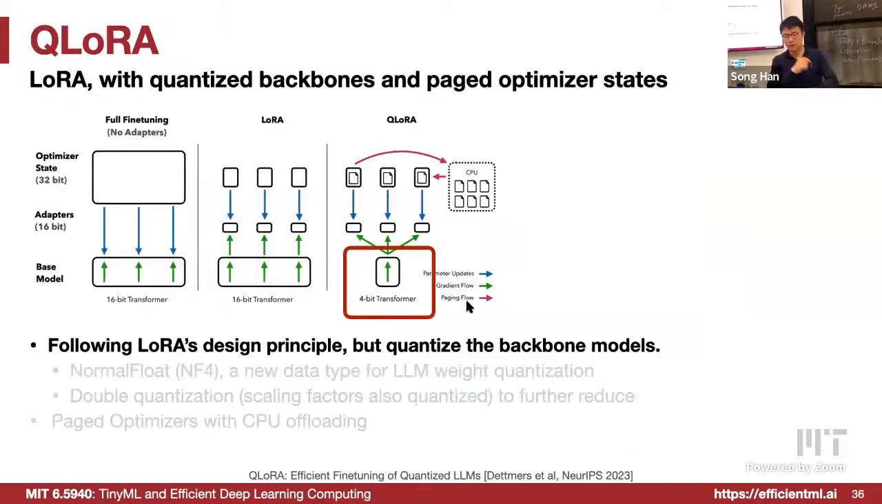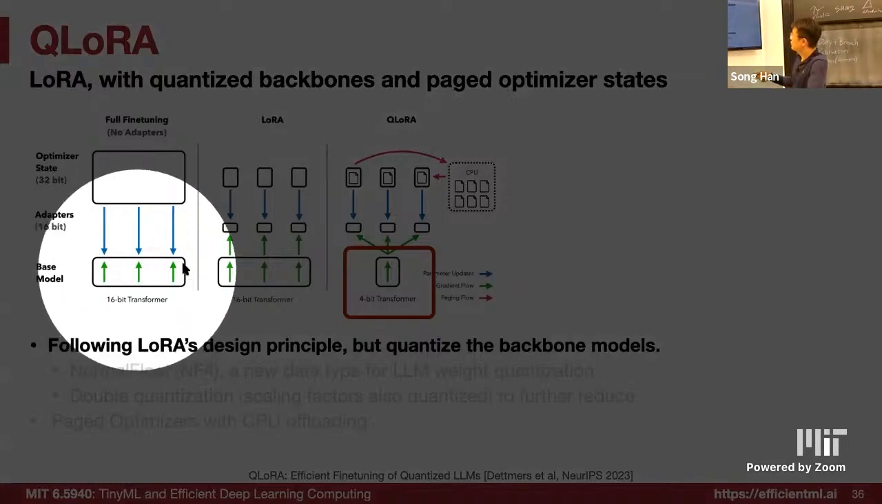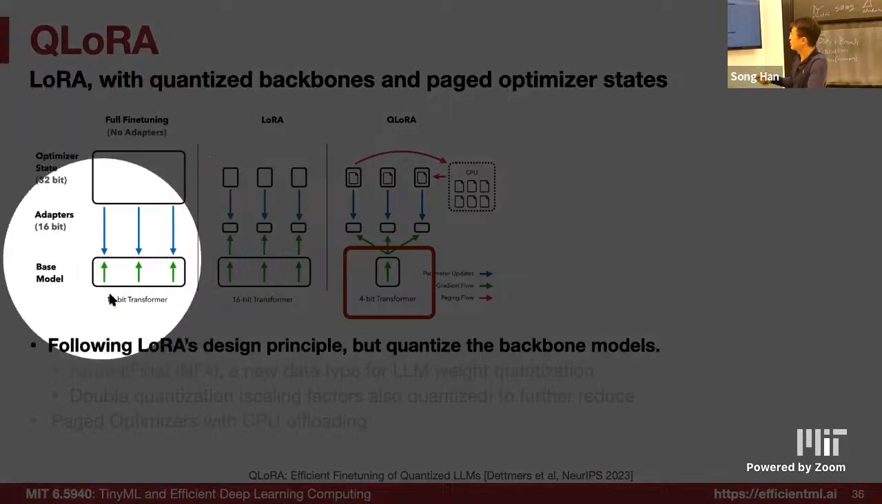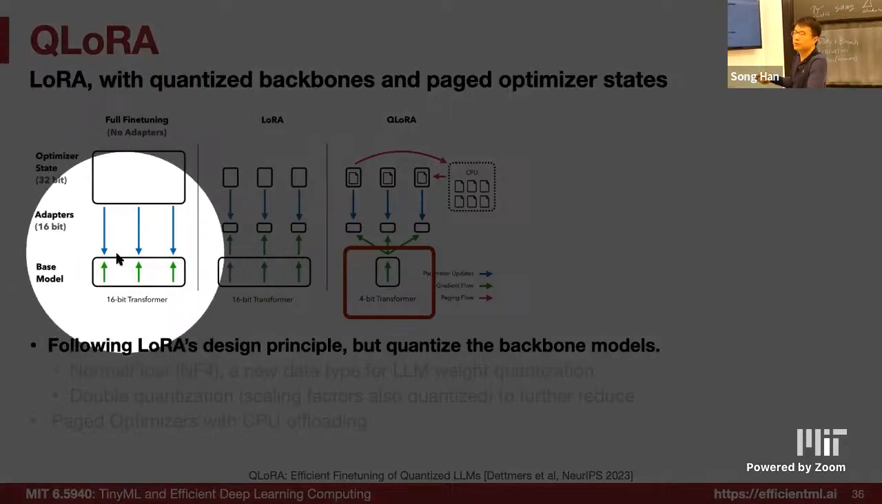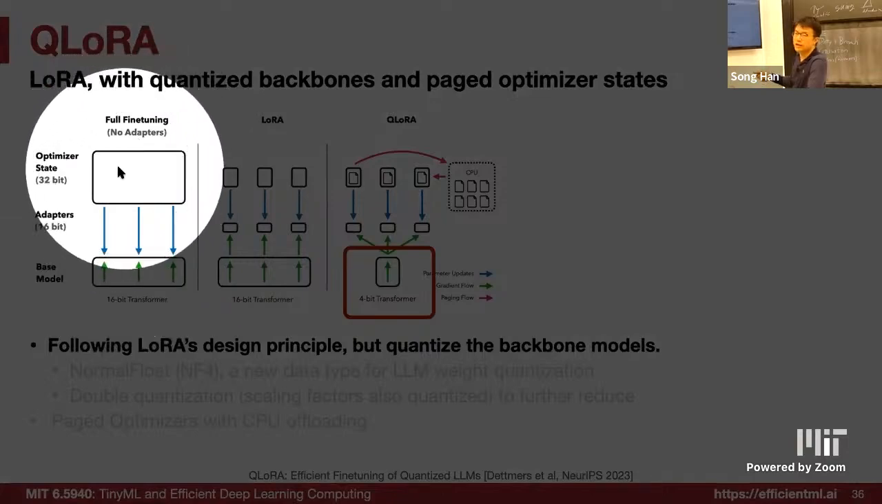Hey, next, let's talk about QLoRA. Can we further shrink the model's memory by not only fine-tuning a small part? This is the original base model. This is the original optimizer state. With full fine-tuning, since originally we have to fine-tune all the parameters in the full model, full fine-tuning requires a lot of optimizer states.